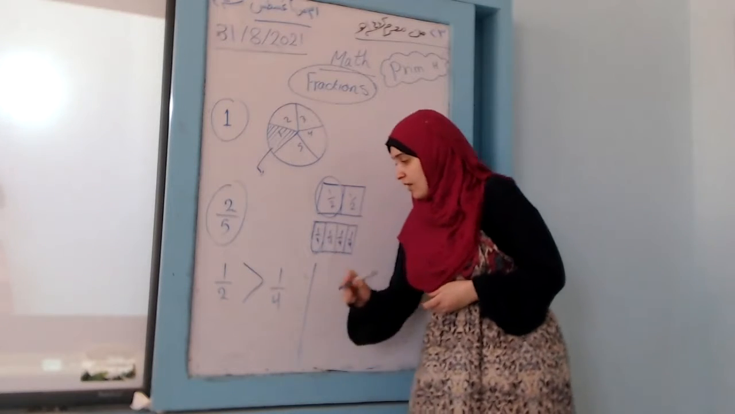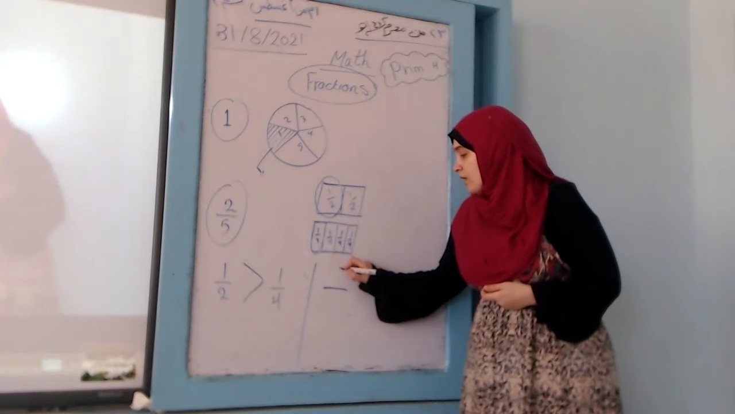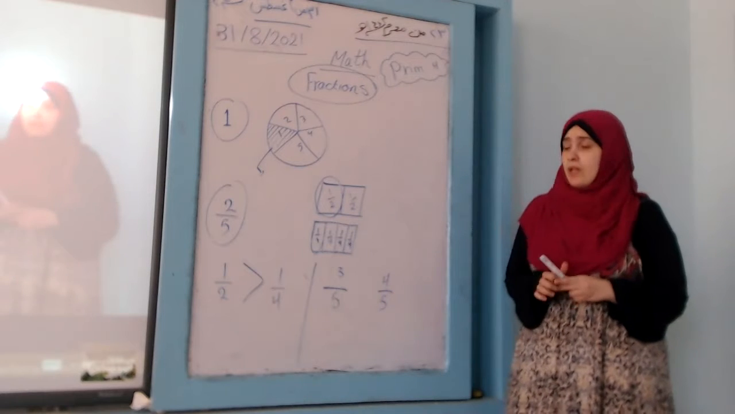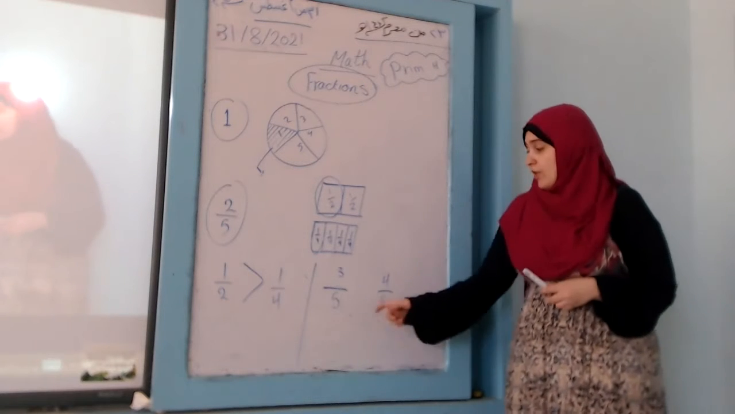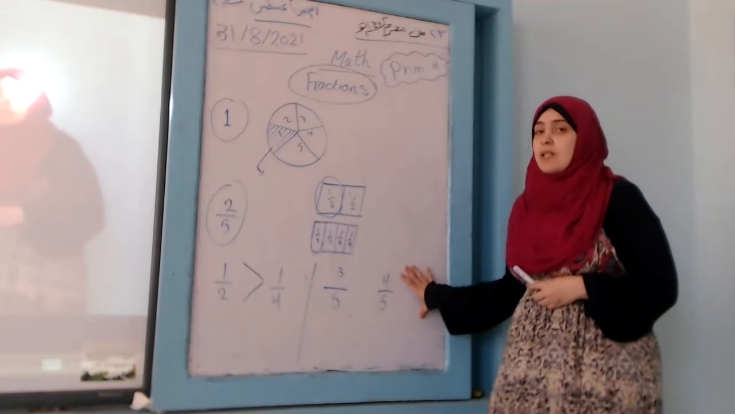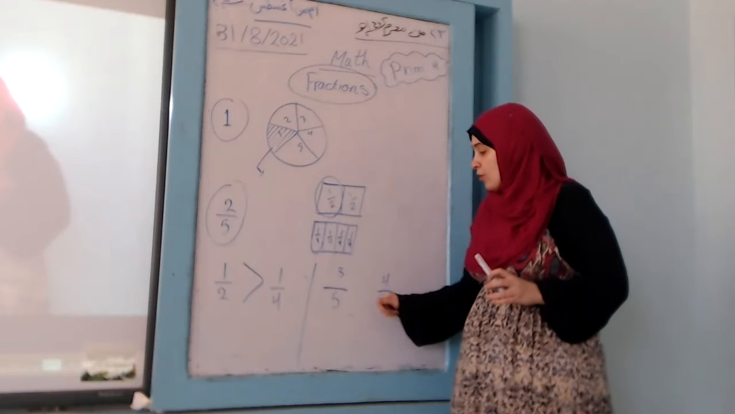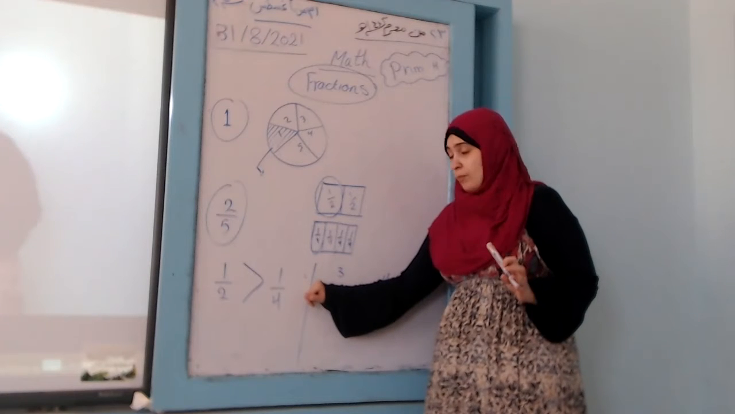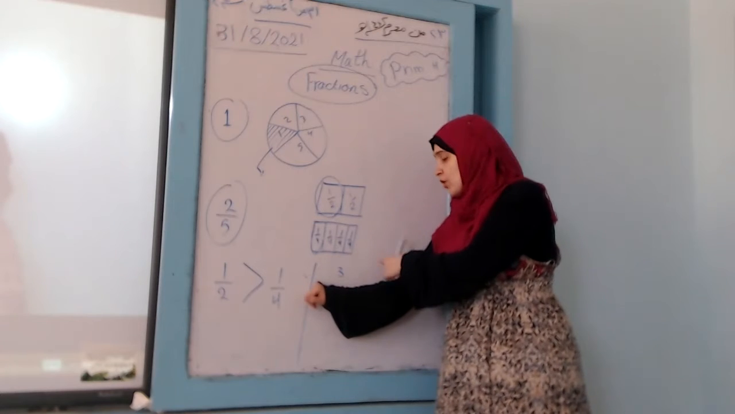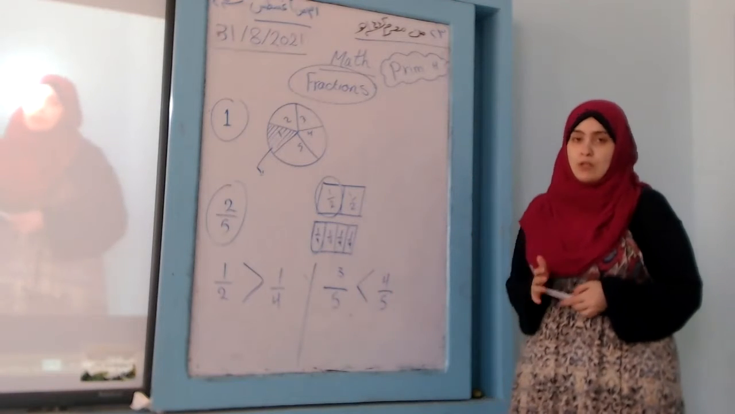The second case: if I have the same denominator, for example 3/5 and 4/5. Look, I have the same denominator, 5 and 5, so I don't look at the denominator because it is the same number. Then I look at the numerators, 3 and 4. Which is greater? 4. So 4/5 is greater than 3/5.